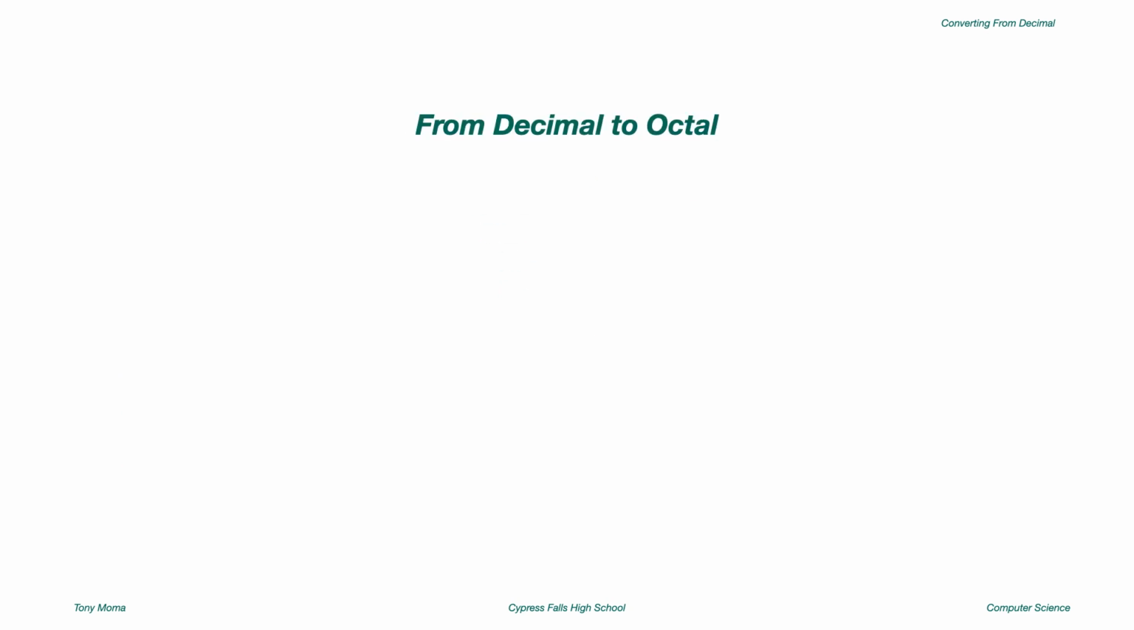Now let's practice converting from decimal to octal. For our first example, we'll convert 475. The steps for converting to octal are the same as the steps for converting to binary. The only difference is that instead of constructing a binary table, we're going to construct an octal table.